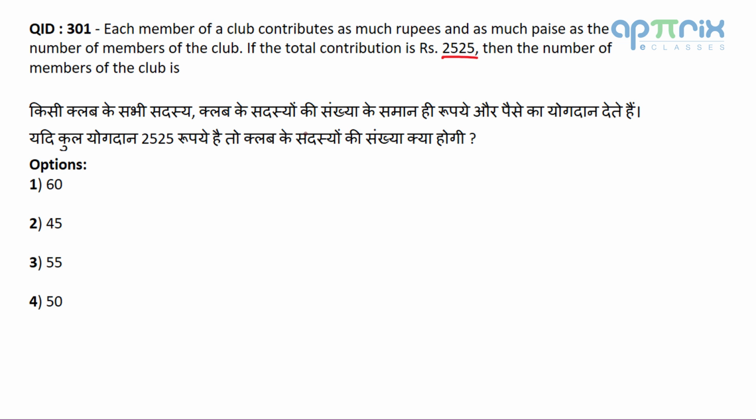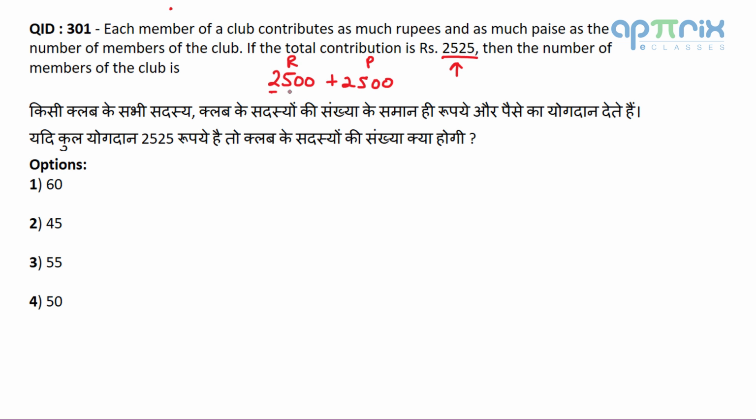So clearly it is mentioning that each member is contributing as much rupees and as much paise as the number of members. So it is very much clear that the numerical value, I'm not talking about anything else, just the numerical value of rupee and paise will be equal. They are written in this combined form. Everything is written in rupees. So you can clearly break it up in this way: 2500 rupees plus 2500 paise. I'm just converting this 2525 into 2500 rupees and 2500 paise, right?